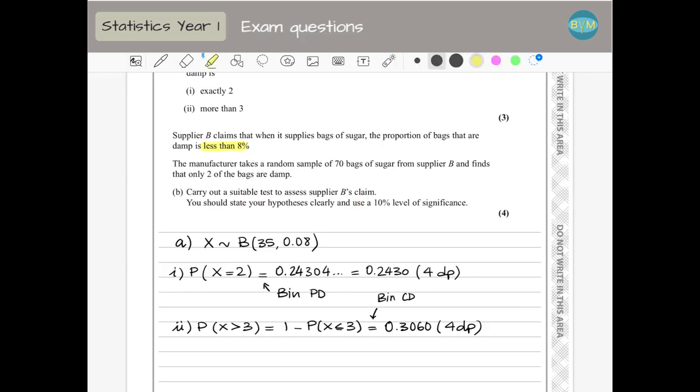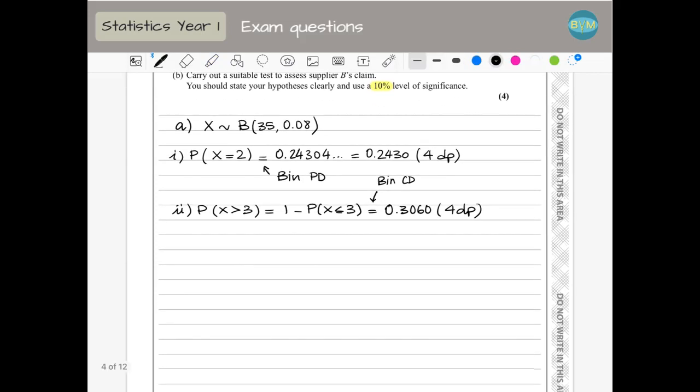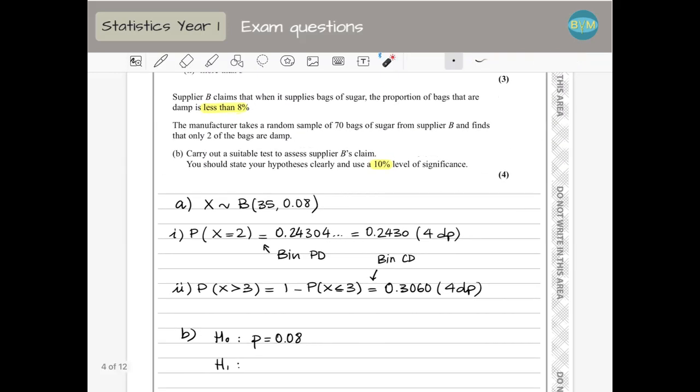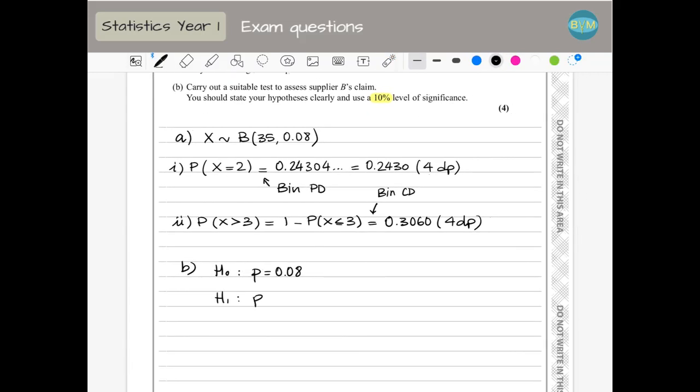The significance level is 10%. And the first thing we are always going to do is write the hypotheses. So we are going to test the probability. We are going to test if the probability is still 0.08, so still 8% of the bags are dumped, or, as it says, it's less than 8%. So in this case, it's going to be a one-tail test, and the alternative is smaller than 0.08. That's what we are going to check with a 10% significance level.